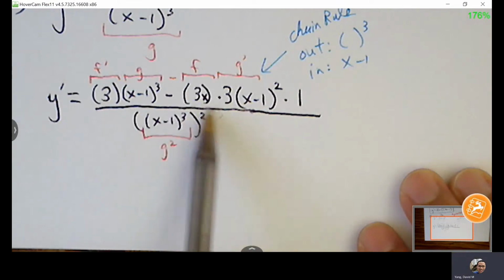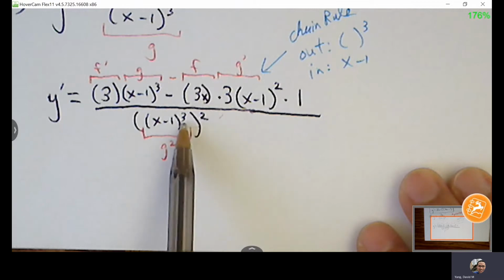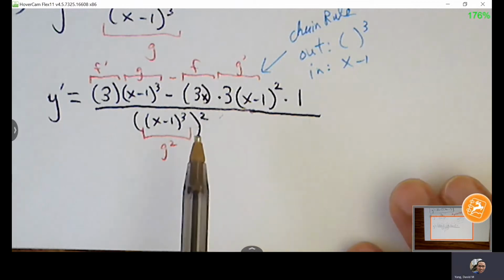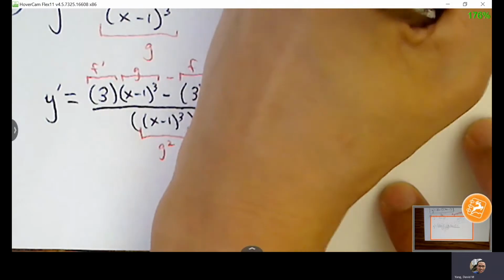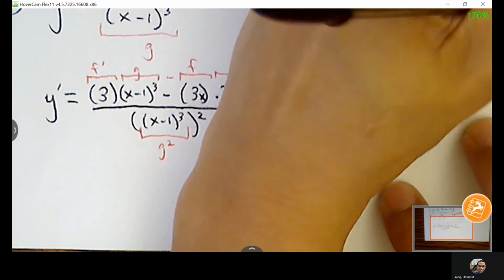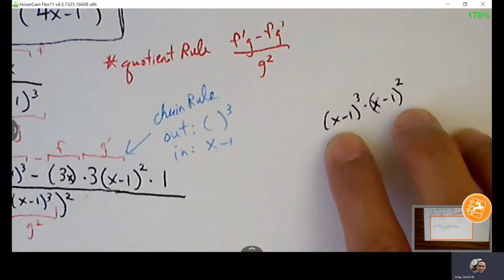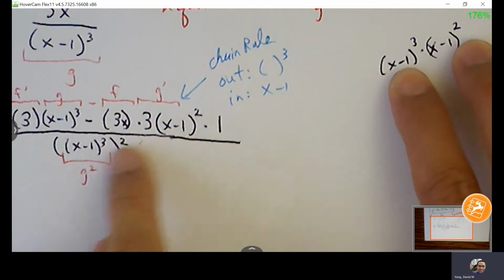What happens if there's 2 exponents next to each other? Not add, we're going to be multiplying them. Adding would look like this: x minus 1 cubed times x minus 1 squared, then we add it. But if you see exponents next to each other, you're going to multiply it.